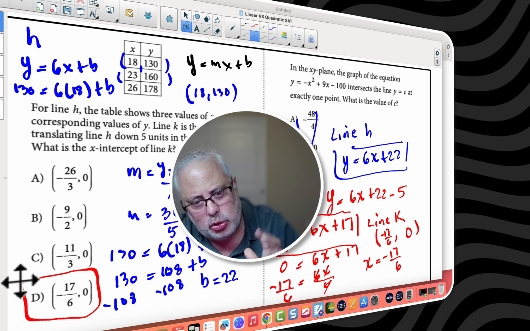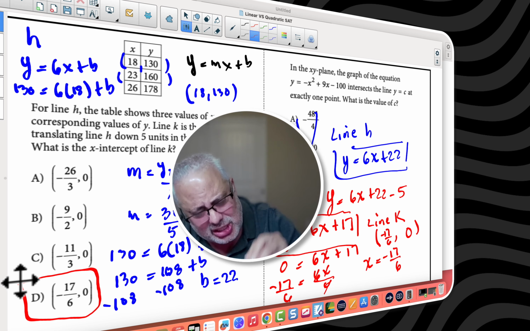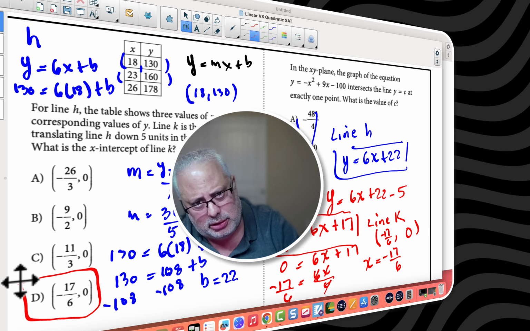So we have 2 lines, and one is the result of the translation of the other. And we have specific and powerful content here. Slope, y-intercept, equation of the line, transformations.